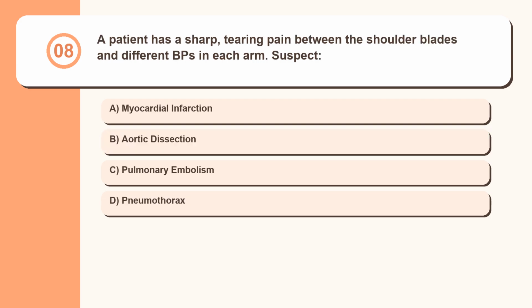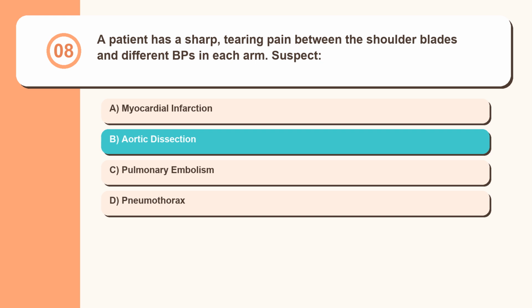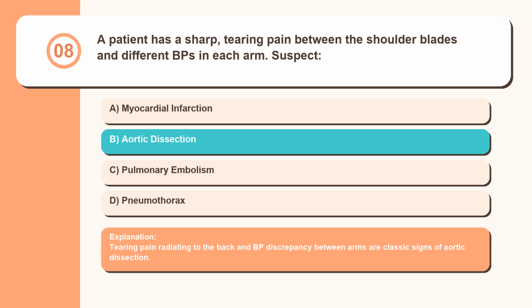Question 8. A patient has a sharp, tearing pain between the shoulder blades and different BPs in each arm. Suspect myocardial infarction, aortic dissection, pulmonary embolism, or pneumothorax. Tearing pain radiating to the back and BP discrepancy between arms are classic signs of aortic dissection.